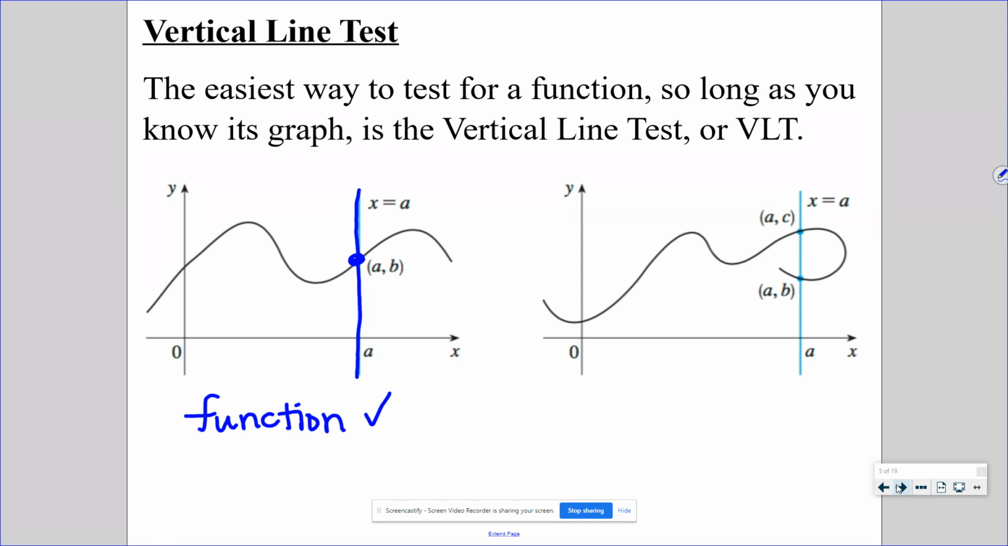On this second example, you take a vertical line, you draw it through your function, and it crosses twice. And if you have a vertical line test where the line crosses twice, that means that that is not a function. Basically, the reasoning is each input can only have one output in a function, and the vertical line crossing twice displays that there is more than one output at that particular point.